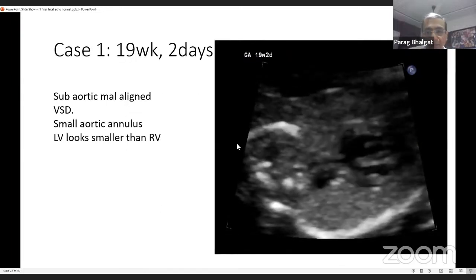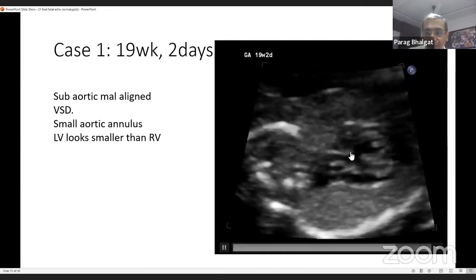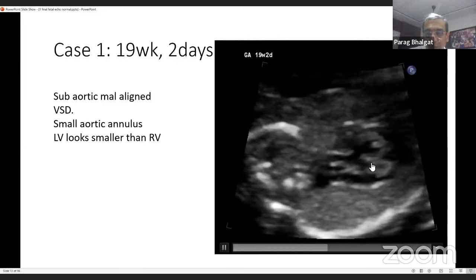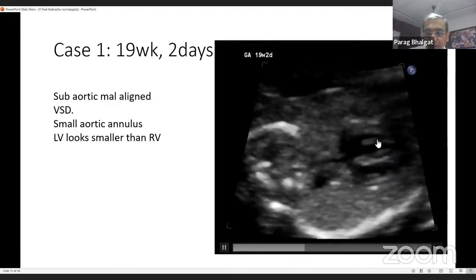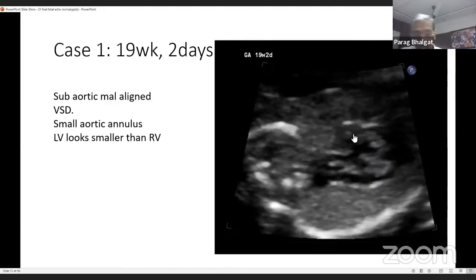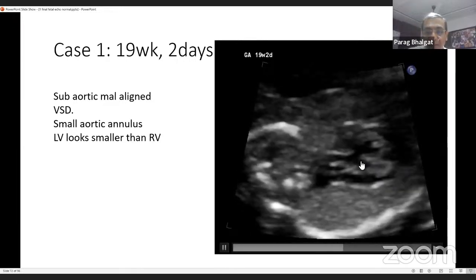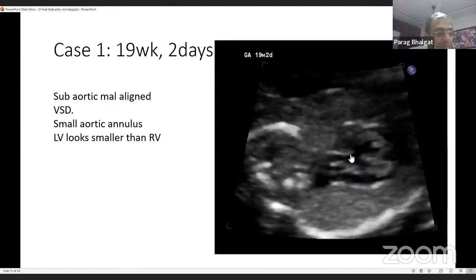Now this is a malaligned VSD. This is the VSD with aorta overriding. This is the small aorta, small left ventricle, dilated RV. So this is how the image looks. This is the VSD. Okay, it looks like a hyperechoic shadow of the interventricular septum.